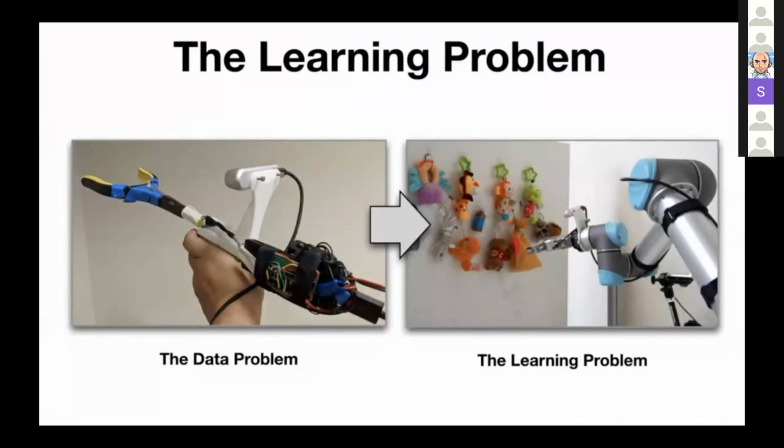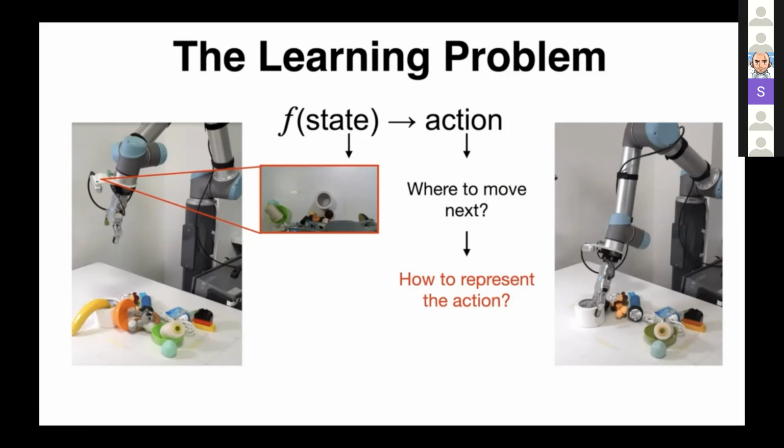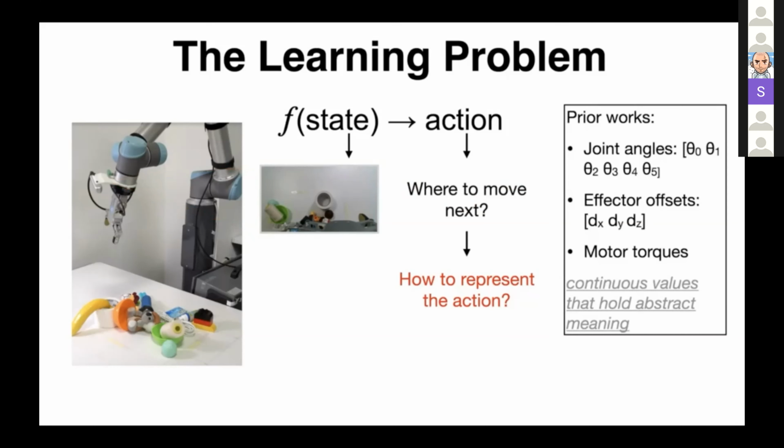A critical component in this problem formulation is the choice of action representation. Many recent works choose to represent actions using continuous values that hold abstract meaning, such as the end effector offset or joint angles. The issue with this representation is that the mapping between the actions and their corresponding effects on the state needs to be explicitly learned, or in many cases memorized by the network, which will make the algorithm very hard to generalize to new state and action pairs.